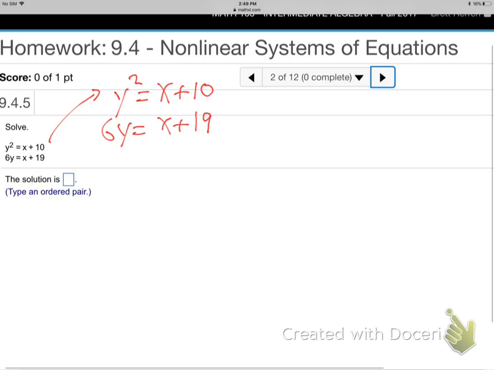The bottom one, because it doesn't have any powers on x or y. It's linear. The bottom one's the linear one. X and y are just first power, whereas the top one has a y squared. So the bottom one's easier. Start with the bottom one.